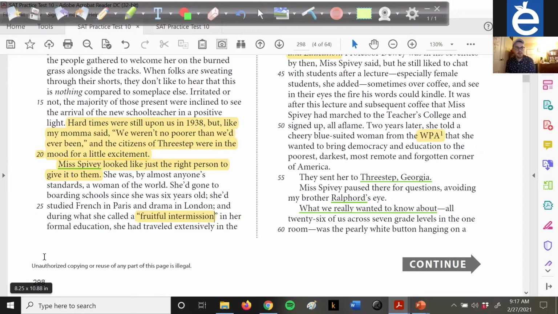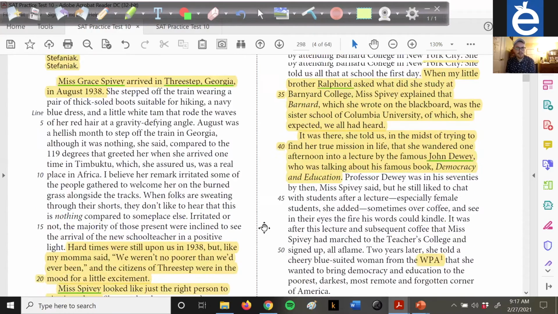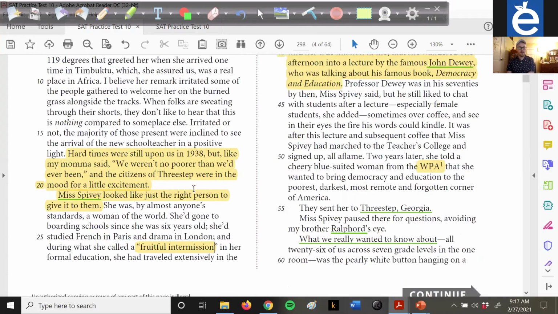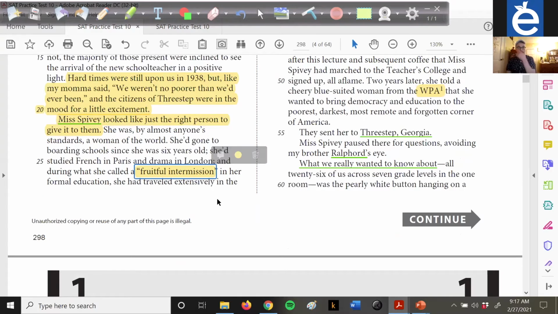She'd gone to boarding school since she was 6 years old, and during what she called a fruitful intermission in her formal education, she had traveled extensively in the Near East and Africa with a friend of her grandmother's, one Janet Miller, who was a medical doctor from Nashville, Tennessee. Okay, so if we're familiar with the phrase intermission, we'll know that that just means a break. Like for those of you who are in theater, you'll probably know that intermission is the break between usually the first and the second act of a play. Gives people a chance to get up and go to the bathroom or do whatever they need to do.